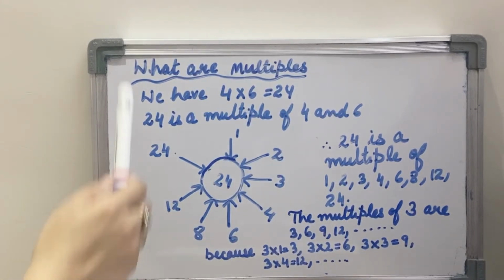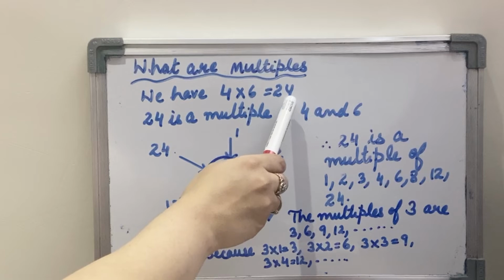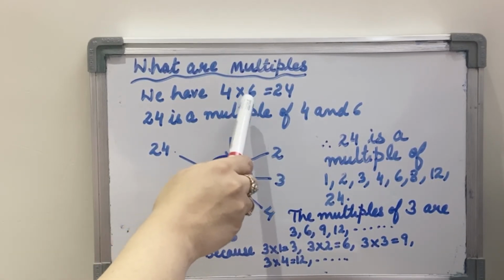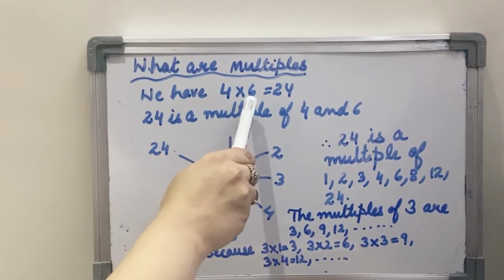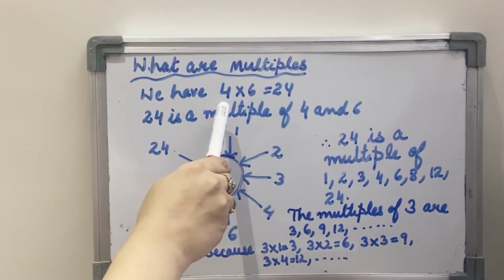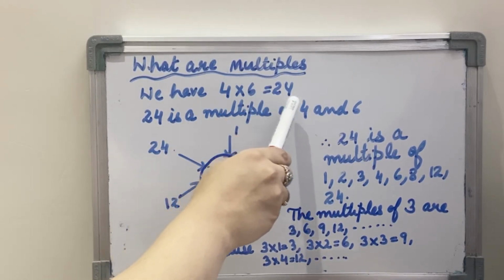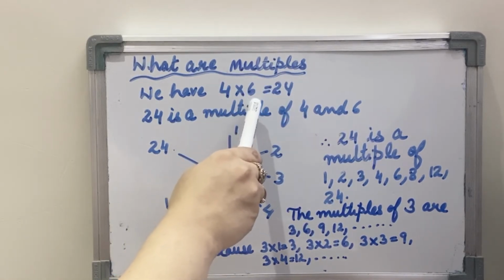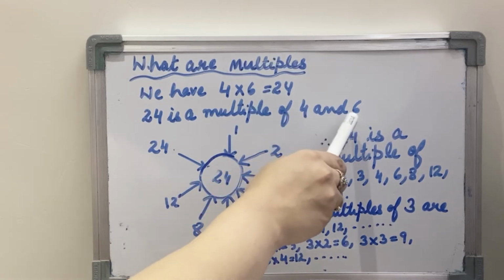I told you the number we get after multiplication is known as a multiple of the numbers which were multiplied. We have 4 into 6 is 24. 4 into 6 when multiplied are giving me 24. So 24 is a multiple. 4 and 6 are the factors. 24 is a multiple of 4 and 6.